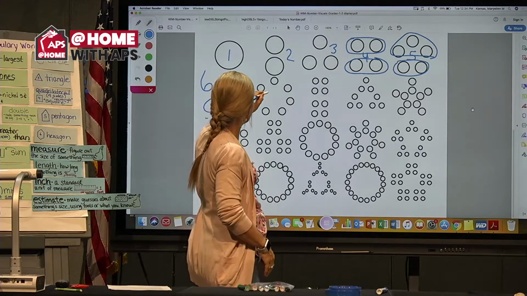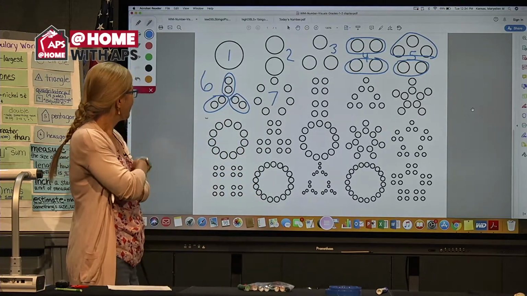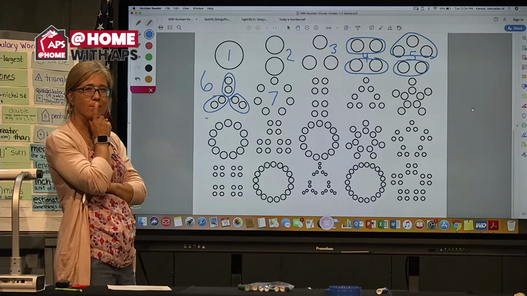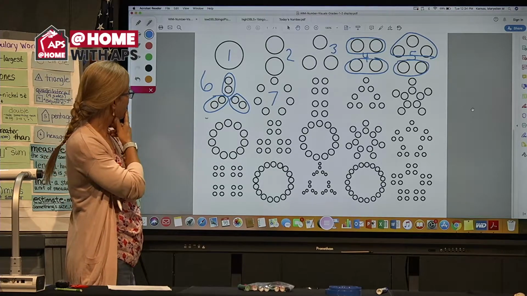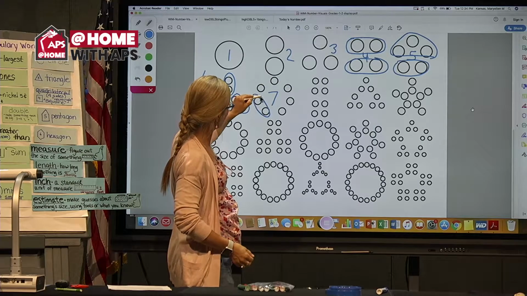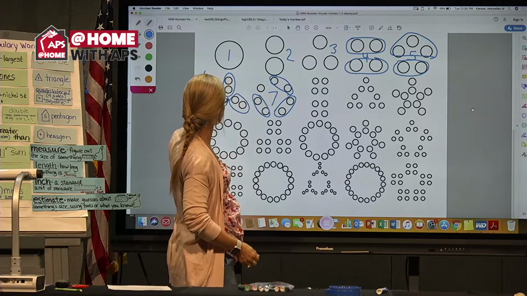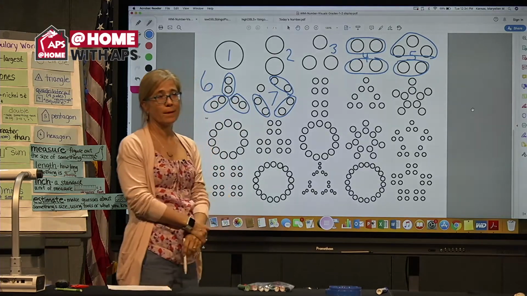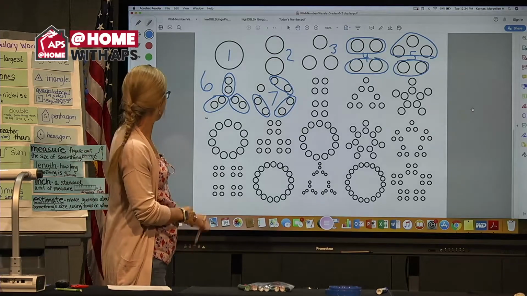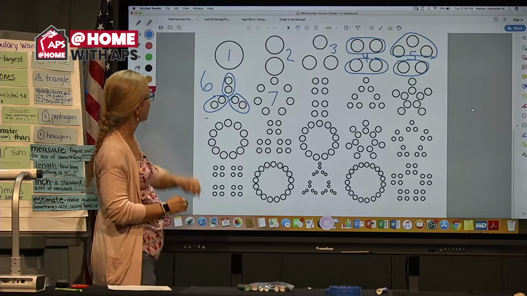This one we said is 7, right? 6, 7. I don't think the circles are as easy to see the groups, do you? But I could put some 2s together. I could do 2 and another 2 and another 2. So there's kind of like my 6, and 1 more makes 7. Any other groups that you see? Oops, I can put my 7 back.